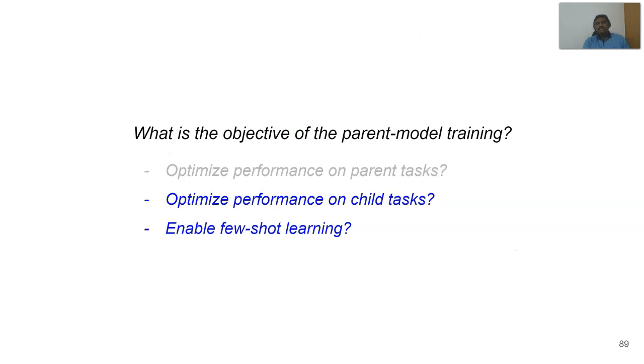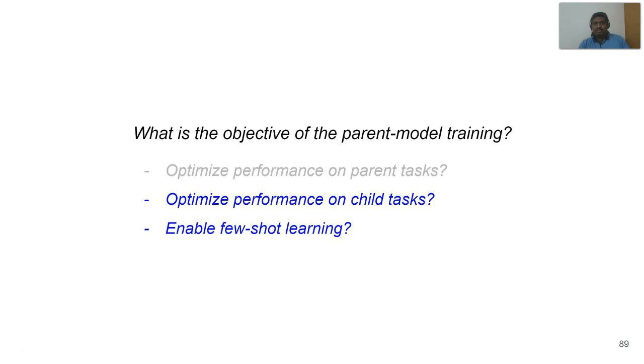In all the training scenarios that we saw, we were first pre-training the high resource language pair and then continuing to train and fine-tune for the language pair of interest. Now the question is, what is the objective of the parent model training or the pre-training? So the standard training that we do is the cross-entropy training, which tries to optimize performance on the parent tasks. Now, when we're trying to improve translation for the low resource language, is that what we need to optimize the parent tasks for? So that's probably not what we want to do.